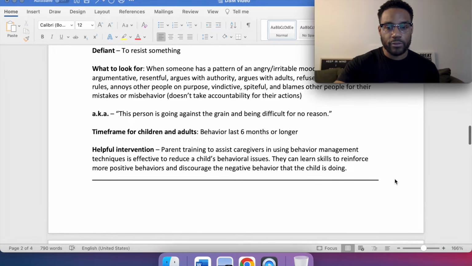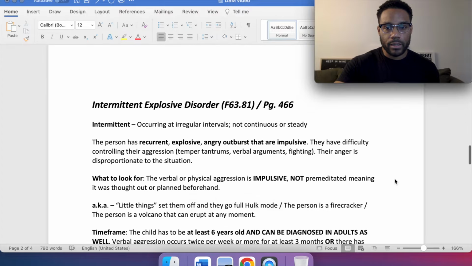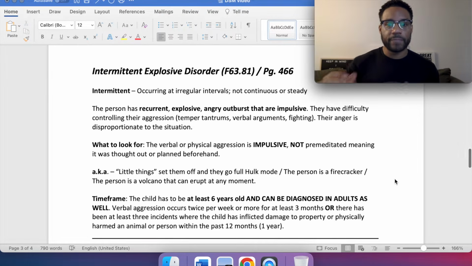And then as we scroll down to intermittent explosive disorder, intermittent occurring at irregular intervals, not continuous or steady. The person has reoccurring explosive angry outbursts that are impulsive. They have difficulty controlling their aggression, so the temper tantrums, verbal arguments, fighting. Their anger is disproportionate to the situation.